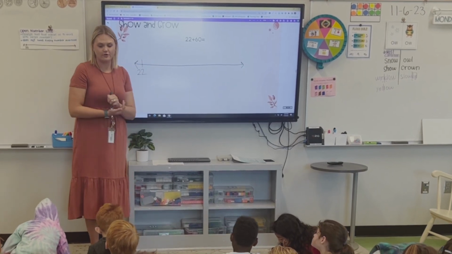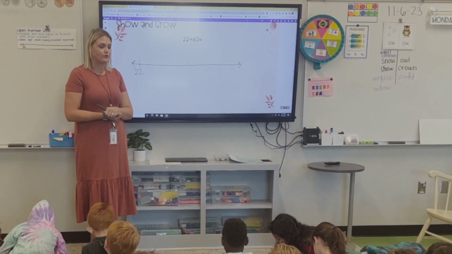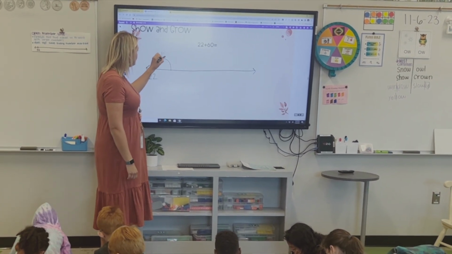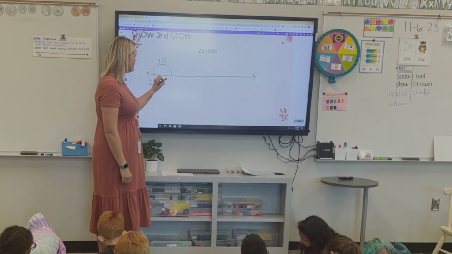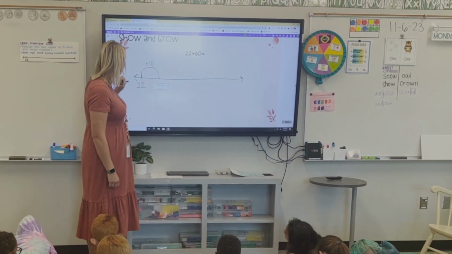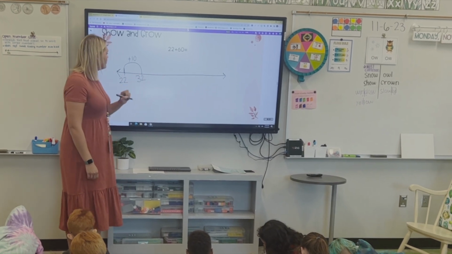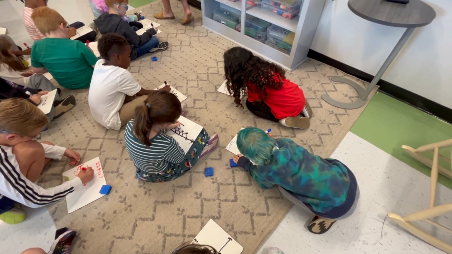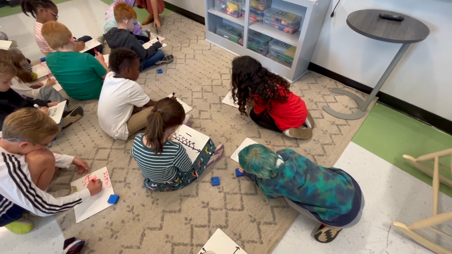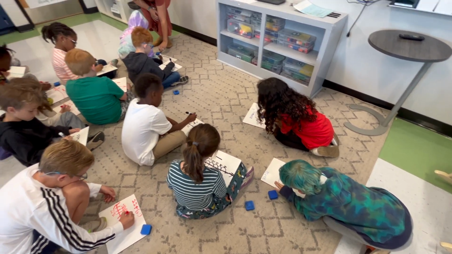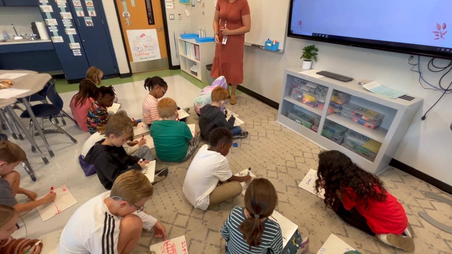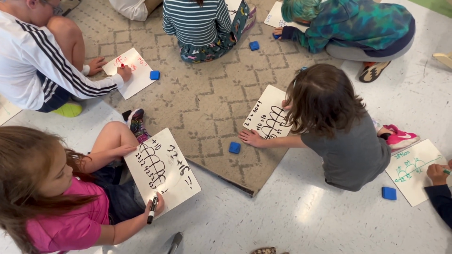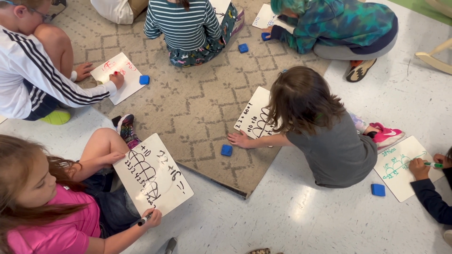So if we're adding 60, how many groups of 10 do we need to add? 6. Groups of 10 is the same as 60. So we make one jump of 10, and that would give us 22 plus 10. I see it on some of your whiteboards, 32. Okay, go ahead and finish the rest of the problem using your open number line. You're adding 60, which is 6 jumps of 10. Don't forget, whenever you make a jump, write the plus 10. Good job.